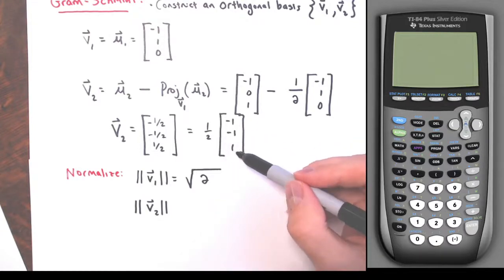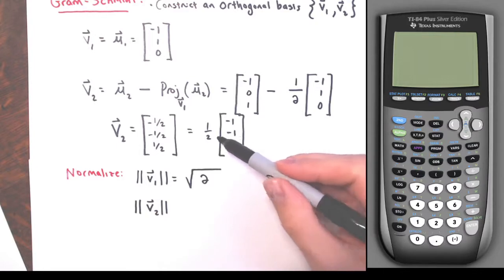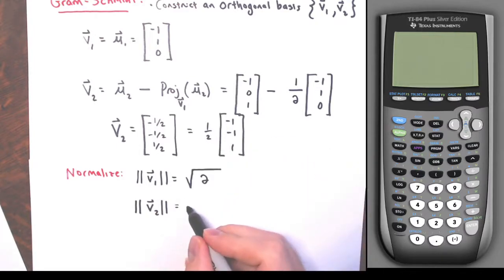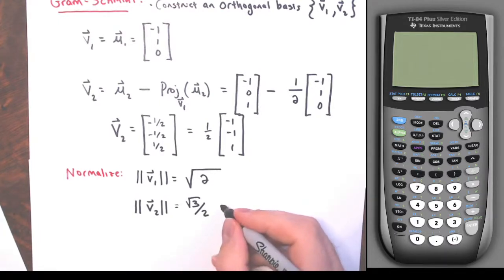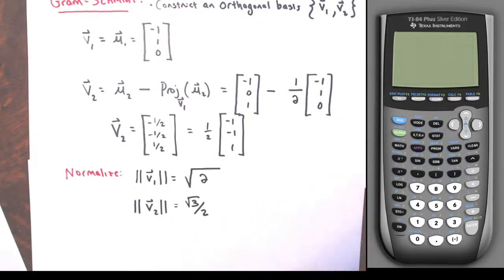So the norm of this vector is the square root of 3, right? 1 plus 1 plus 1 is the dot product with itself. And then the square root, the norm of this vector is the square root of 3, but that's cut in half, right? So it's equal to the square root of 3 over 2. Since I'm going to be multiplying by the reciprocal of these things, I'll just leave these the way they are.